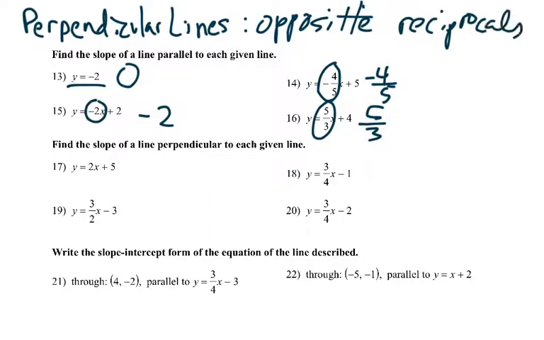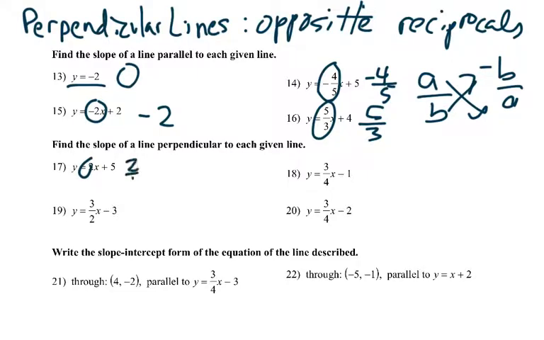So whatever the first one is, if it's like a over b, the reciprocal would be b over a. If it's positive, the opposite would be negative. If it was negative, the opposite would be positive. Okay, so number 17, 2 is their slope. So that's like 2 over 1. So the reciprocal would be 1 over 2. It's positive, so it would be negative. So negative 1/2 for a perpendicular slope.